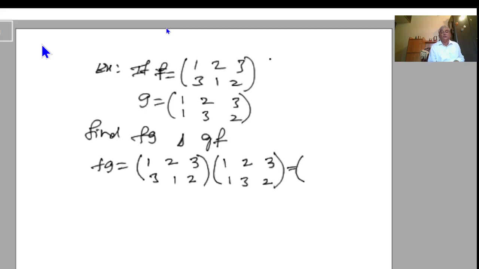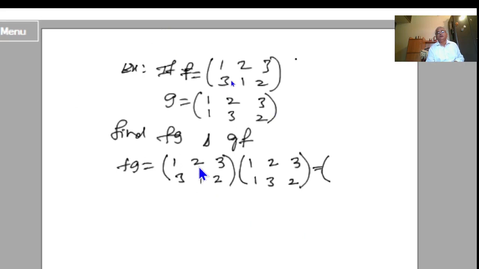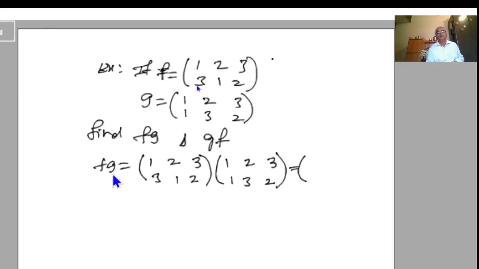This is equal to, see, 1 goes to 3, 3 goes to 2, that means 1 to 2. 2 to 1, 1 to 1, that means 2 to 1. 3 to 2, 2 to 3, that is 3 to 3. So this is our FG.